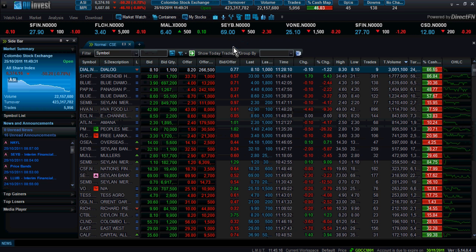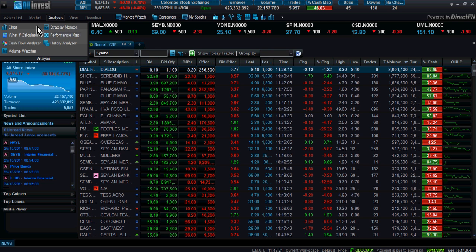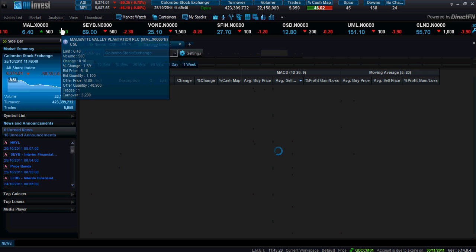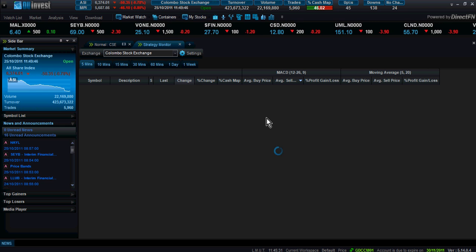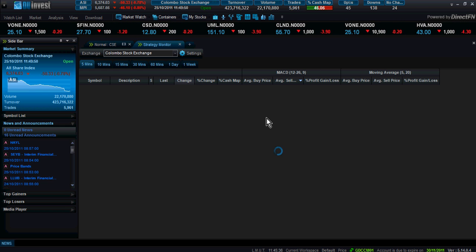And finally, under these tools, let me show you another feature that is called strategy monitor. As you can see, there are many tools. I will only be selecting strategy monitor. Strategy monitor is very useful for users who are into technical analysis. Now when it comes to technical analysis, you would want to know which stocks are doing well, which stocks have crossed the RSI, which stocks have crossed the MACD, likewise.